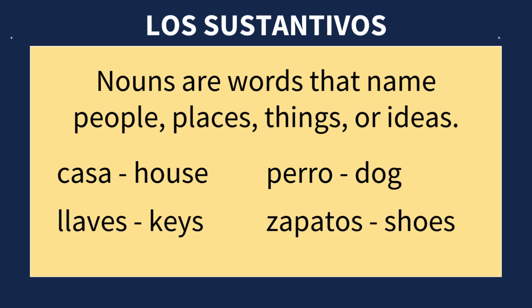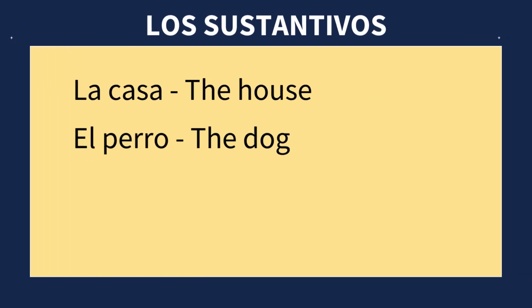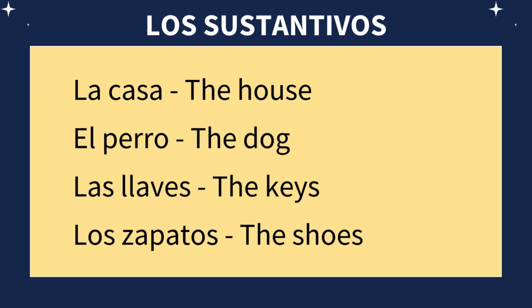Articles help define the noun, right? So we can say la casa, el perro, las llaves, los zapatos, and they mean the house, the dog, the keys, the shoes. Spanish nouns have gender. They're either masculine or feminine. And of course, we also have plurality in Spanish. Plurals are usually formed by adding s or es at the end of a singular noun, but we do that in English as well.